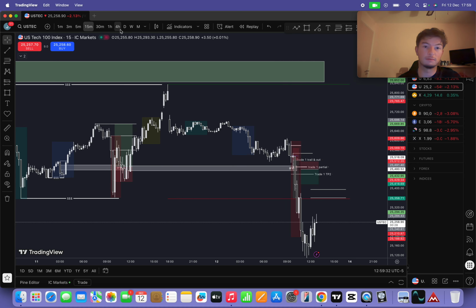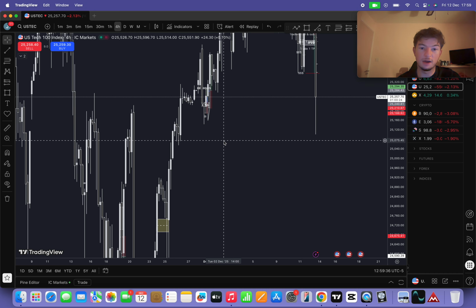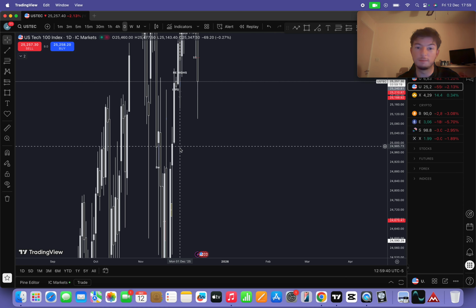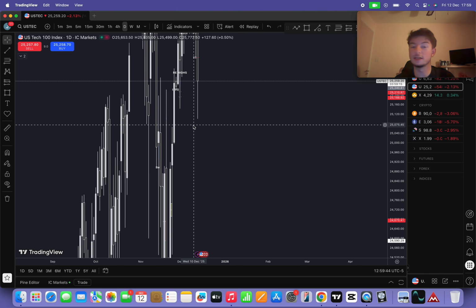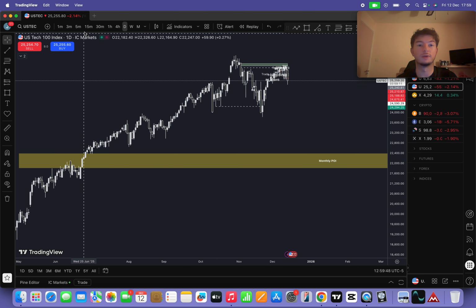Today, I think if we look at the 4 hour chart, we swept this low here. I wouldn't be surprised if on the daily chart we possibly come down into this imbalance, although it doesn't necessarily need to do that for a move to continue upwards.